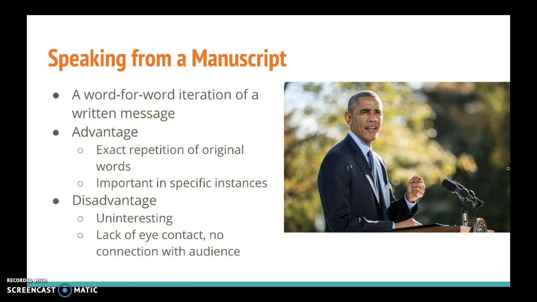So we try to stay away from manuscript delivery as much as possible because we are not practiced public speakers and we don't have teleprompters. So we don't have the skills to be able to successfully read from a manuscript like a politician would be able to.